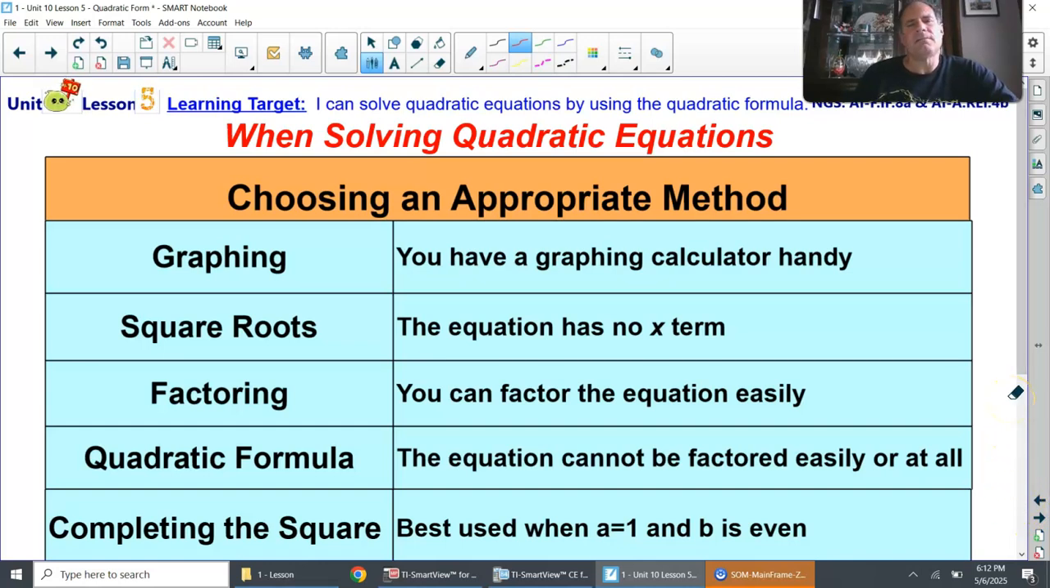Choosing an appropriate method: when graphing, if you have a graphing calculator handy, you just graph it, especially if it's a multiple choice question. Square roots: if the equation has no x term, you just use the square root to solve. Factoring: if you could factor the equation easily, then you just factor it into a trinomial or two binomials. The quadratic formula: the equation cannot be factored easily at all. And even if you don't want to factor something, you could always use the quadratic formula to figure out what the roots are. It always works. That's why a lot of people use it.